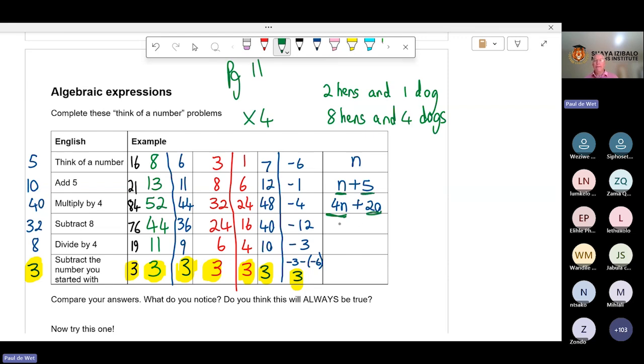Now let's subtract 8. Who can tell me what I will get if I've got 4n plus 20 and I subtract 8? What will I get if I subtract 8 now? 4n plus 20, and I'm going to minus 8.